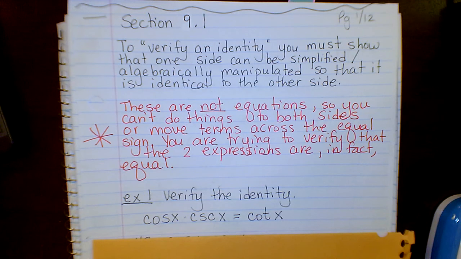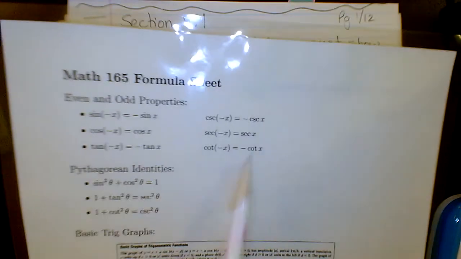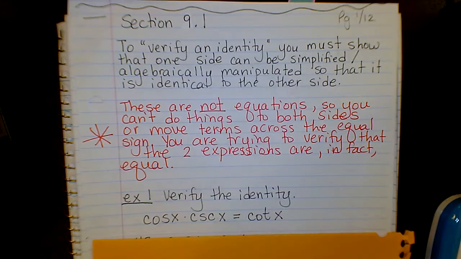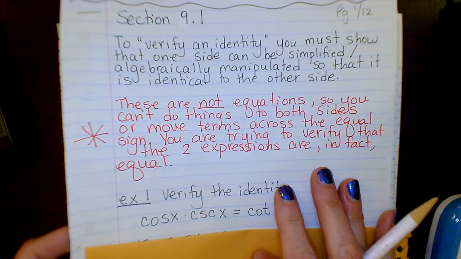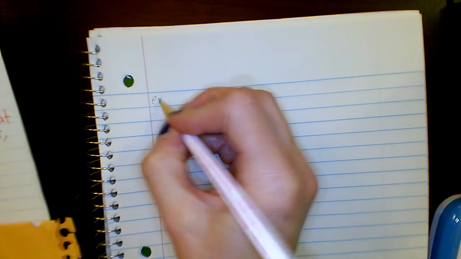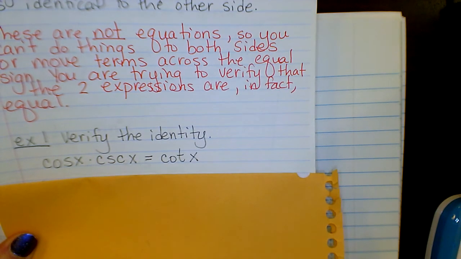Now, how do we do that? Well, we make use of the formulas that we have so far. And we have things like the Pythagorean identity, the even-odd properties, the reciprocal and quotient identities. So those are the ones we're going to make use of. So let's start off small. I have all these written up really nicely. I just don't want to show you the answers initially here.